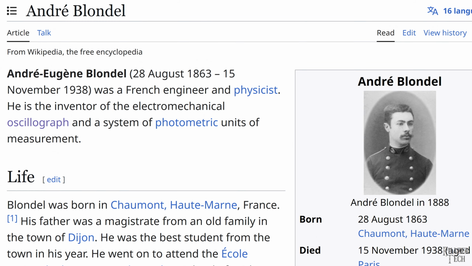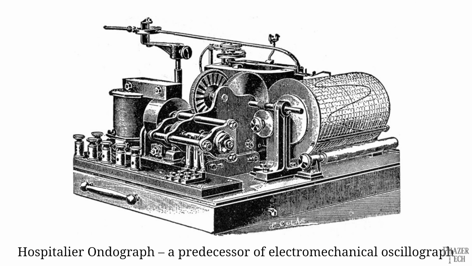The first oscilloscope was invented by French physicist André Blondel back in 1893. But unlike later oscilloscopes, this one was a mechanical device that recorded information using an ink pendulum that would write onto a moving paper, similar to how a seismograph works, which is used to record earthquakes. However, Blondel's scope was extremely rudimentary, wasn't very accurate, and had very limited bandwidth.